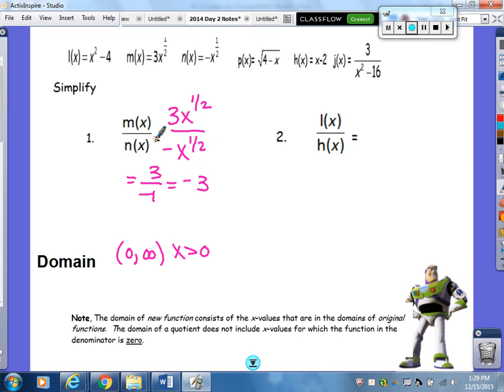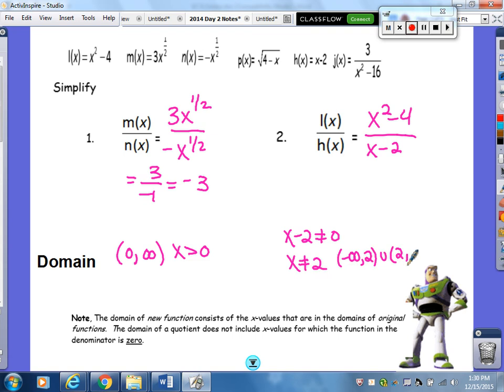L of x, which is x squared minus 4, and h of x, which is x minus 2. Here again, let's do the restrictions based on this. Because this is in the denominator, x minus 2 cannot equal 0. So that means x cannot be 2. Or in interval notation, it would be the following. All right, now let's simplify it. Let's factor x squared minus 4.